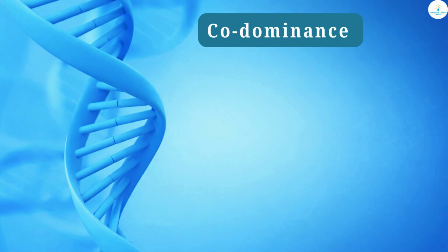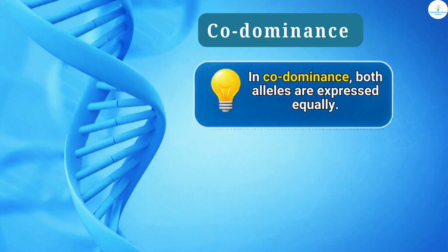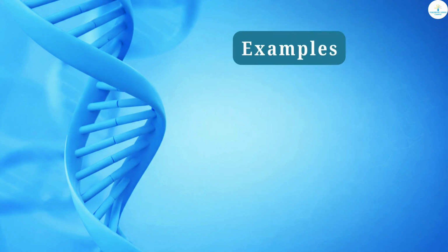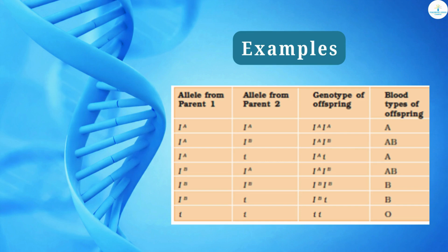Codominance: a phenomenon where both alleles in a heterozygote express themselves equally and independently, with neither being recessive. Examples: ABO blood group and roan coat color in cattle.